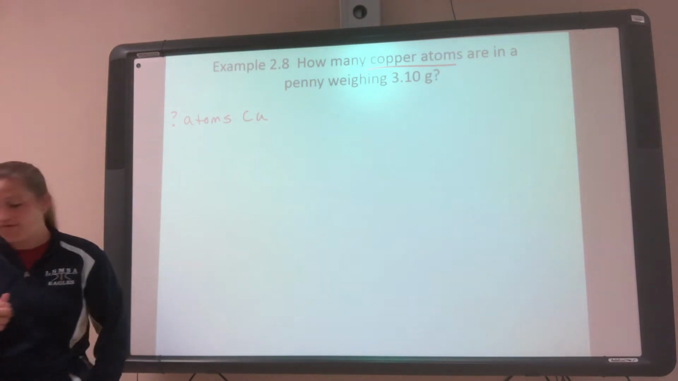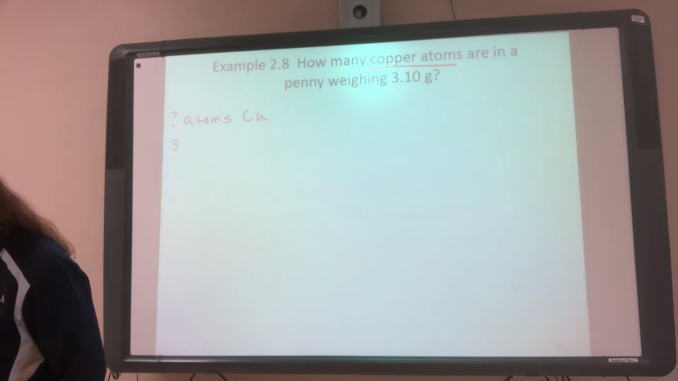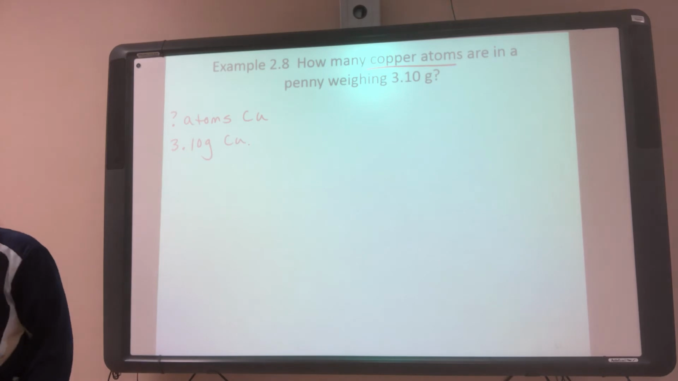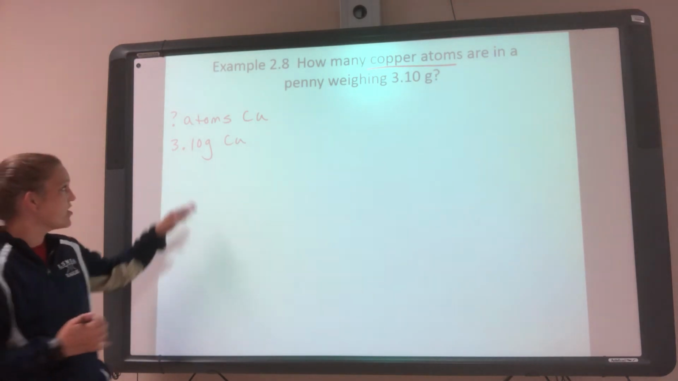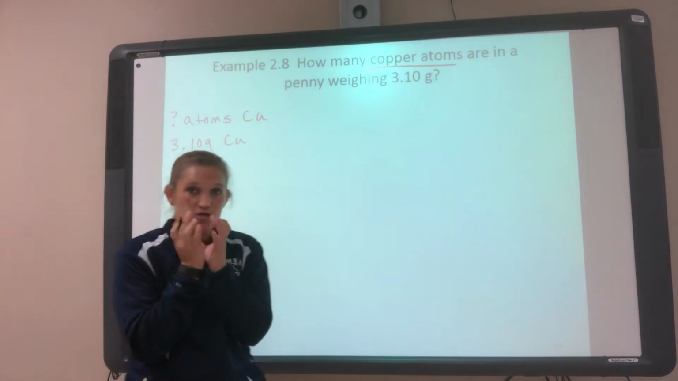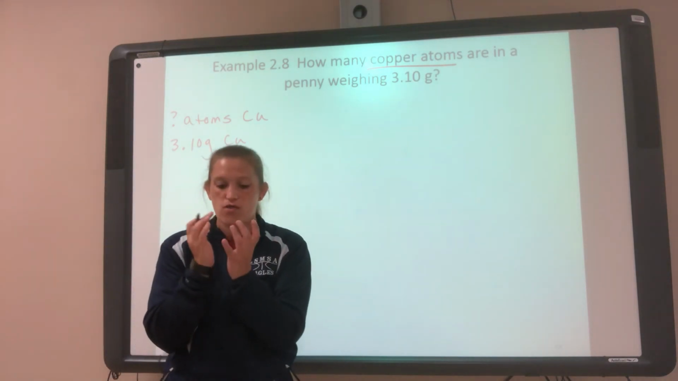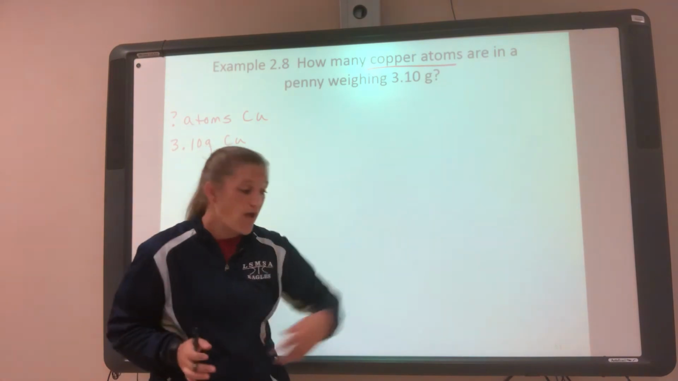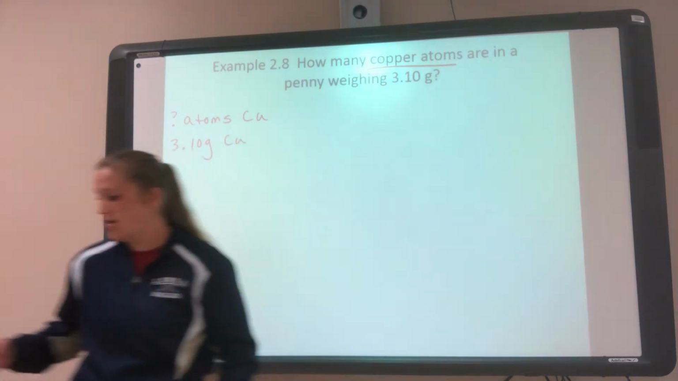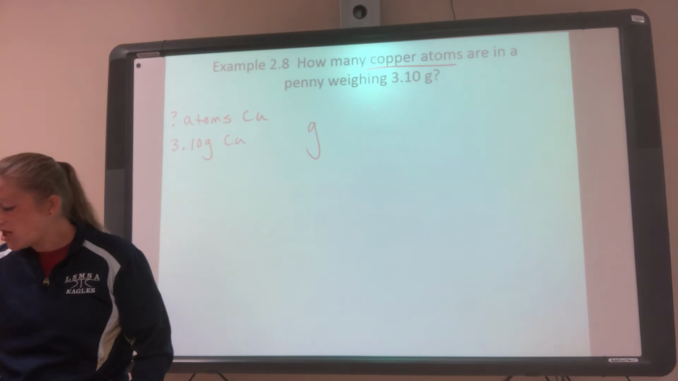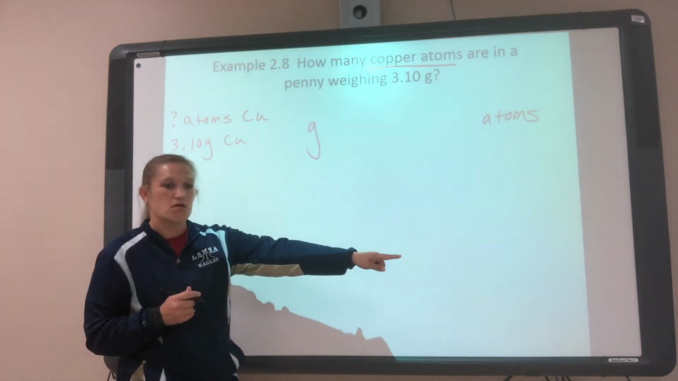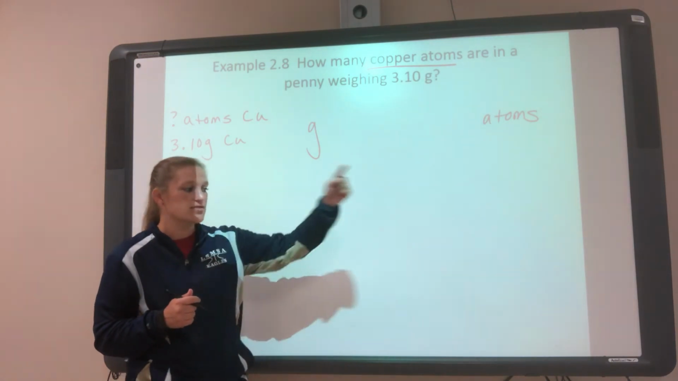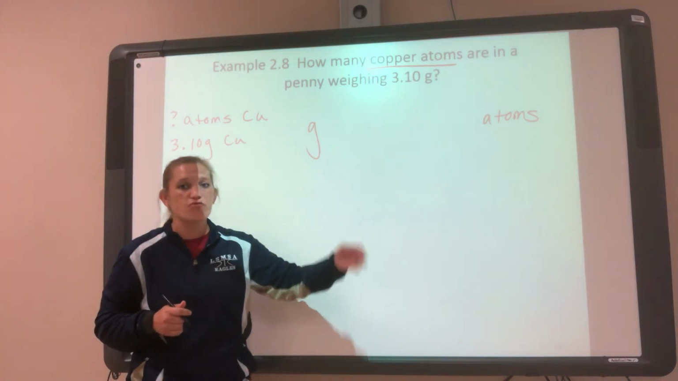Okay, what do I have? I have 3.10 grams of a penny, and a penny is pretty much copper. So I have grams of copper. In your head you say, okay, I've got grams. That's something I can physically hold and weigh. Atoms are something I can't see. So I have grams, and I'm trying to get to atoms. I can see grams, I can't see atoms. So the only way I can go from something I can see to something I can't is to go through the mole.